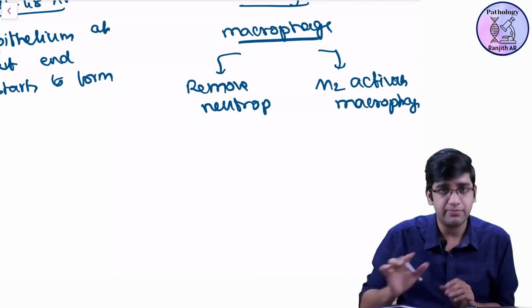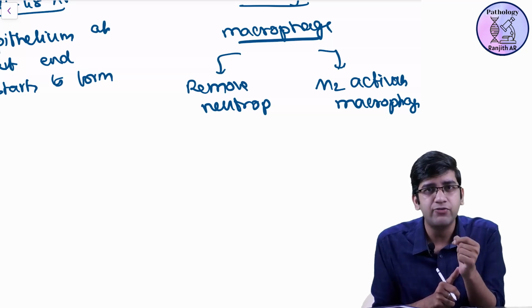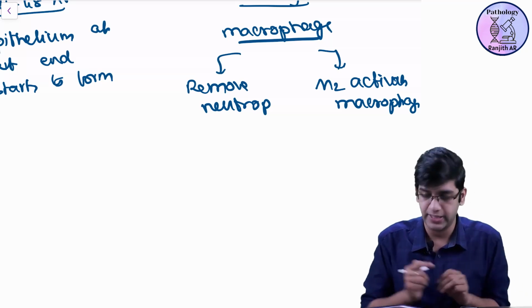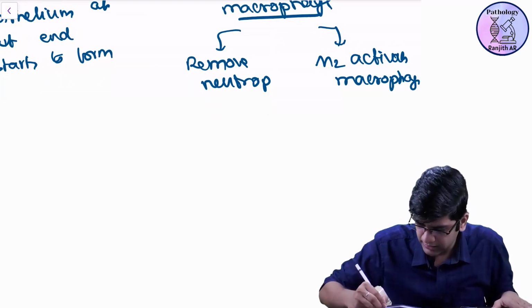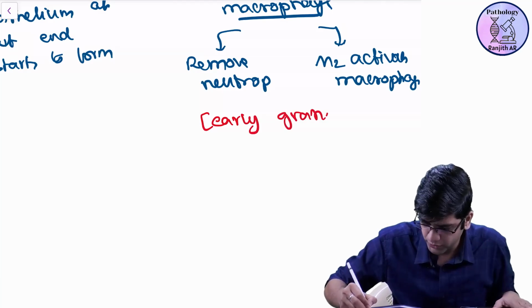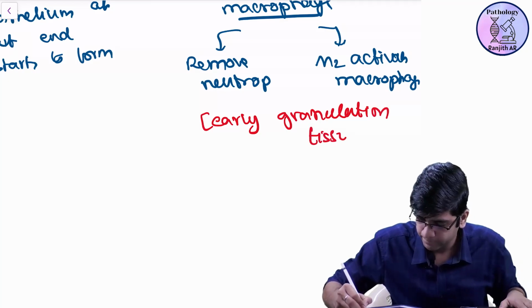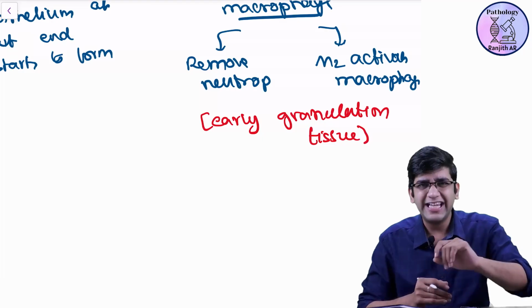This M2 activated macrophage would have started my preliminary or ill-formed granulation tissue around the third day. Around the third day, I'll have an early granulation tissue, a very ill-formed granulation tissue. This is important, and I'll tell you why it is important to know this term. It's not a well-formed granulation, it's an ill-formed granulation tissue.